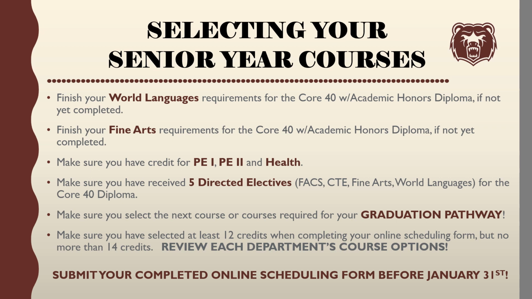Circle, highlight, or write down all of the courses you'd like to take for next year on your course selection form. Then select those courses on the online scheduling form. Courses on the online scheduling form are divided by department, so it's important for you to review each department's course options thoroughly when picking your classes. You will have the opportunity to list the courses you're interested in taking if you plan on taking summer school.